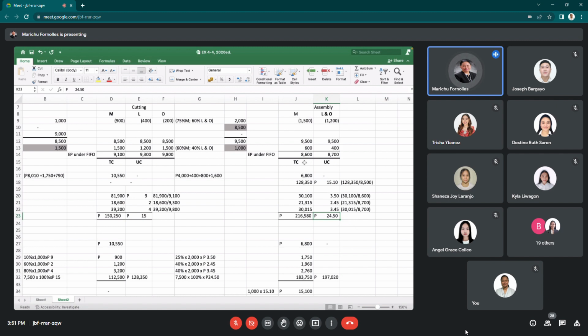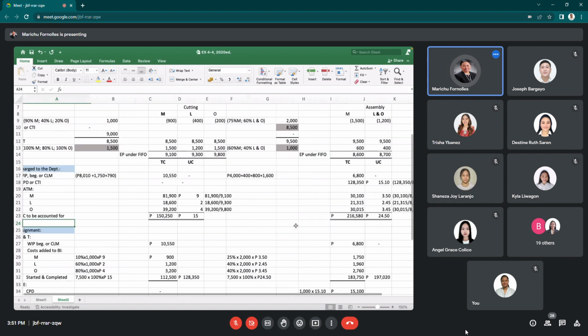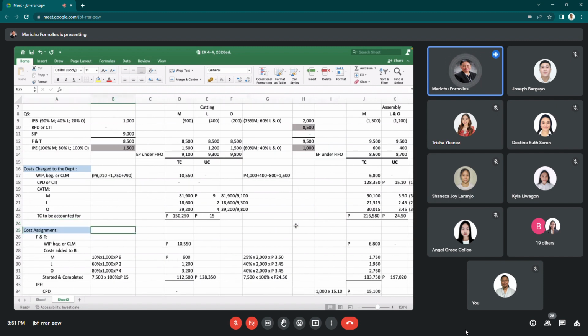So under the total cost column, you add your work in process beginning of 6,800, your CPD this month 128,350, and the cost added this month, these three, and it brings you to your total cost charged to the assembly department this month, 216,580. After that, we go to the last section, which is cost assignment.